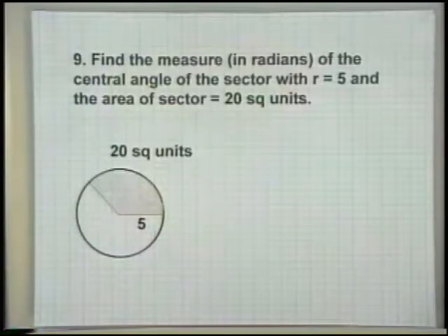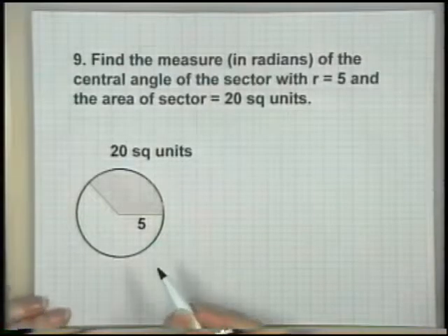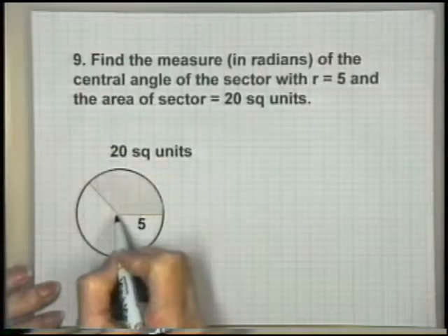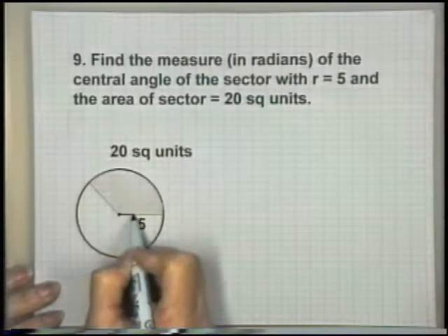All right, let's look at 2 more problems that we need to use this area formula for, but we won't be finding area. In one of them, we'll find theta, and in the other problem, we'll find the radius. So let's look at problem number 9. It says, find the measure in radians of the central angle of the sector with r equal 5 and the area of the sector equal to 20 square units.